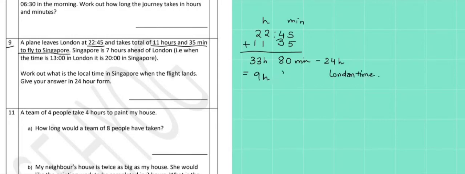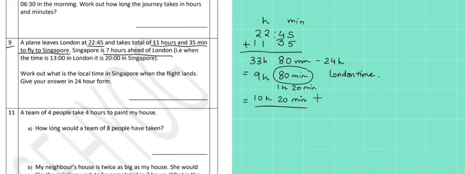From there we will subtract 24 hours of the previous day because we have entered the next day, which means 9 hours and 80 minutes. Now we know that 80 minutes contains again 1 hour and 20 minutes. So which means it is 10 hours and 20 minutes, which according to London time is 10:20 AM. Now we are counting 7 hours ahead of that to get the Singapore time. So which means that it is 17 hours and 20 minutes.